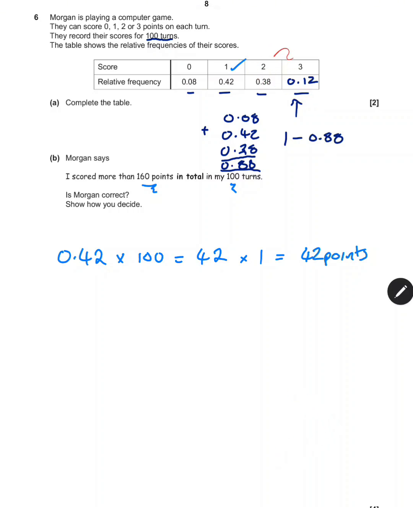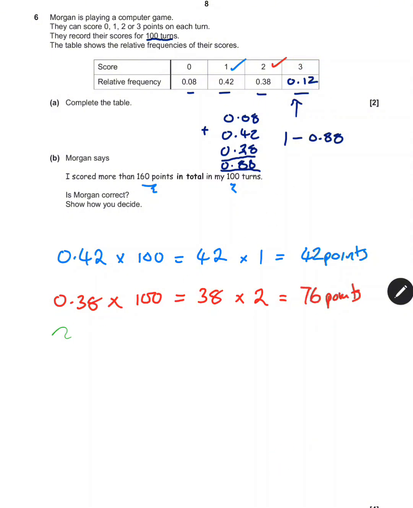If we look at how many times they got 2 points, well, I'll just do 0.38 times 100. And that's going to tell me how many times they got 2 points. For total points, I'll multiply by 2. And 2 times 38 is 76.